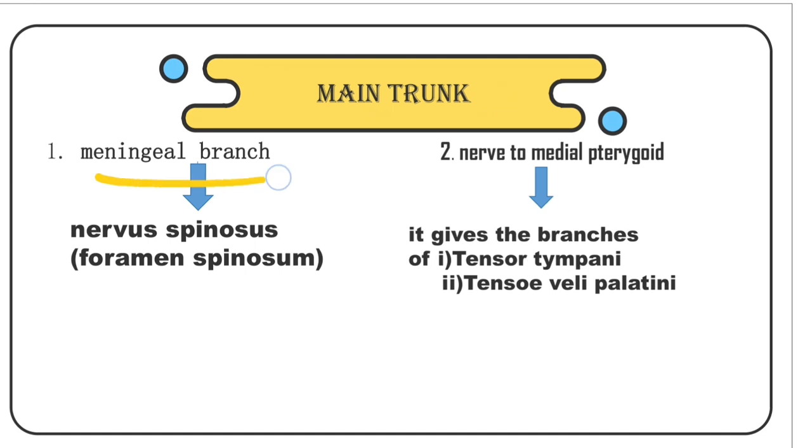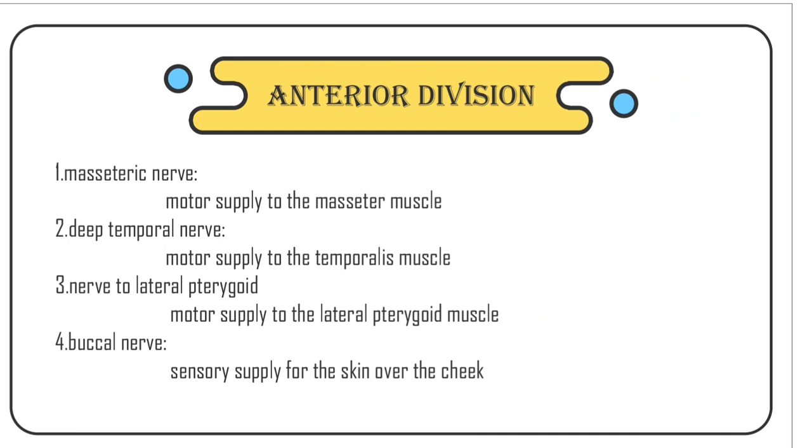The meningeal branch is referred to as the nervus spinosus, which enters into the foramen spinosum. Coming to the nerve to medial pterygoid, it is the motor supply which supplies the medial pterygoid and two other muscles, the tensor tympani and tensor veli palatini. These two muscles are supplied by the nerve to medial pterygoid, and the medial pterygoid muscle is also supplied by this nerve.